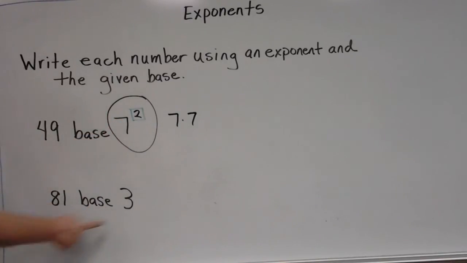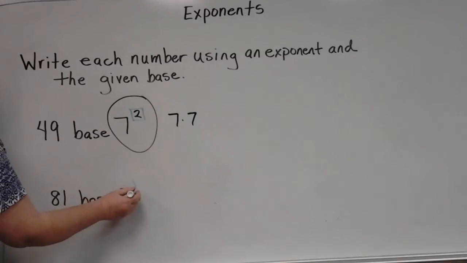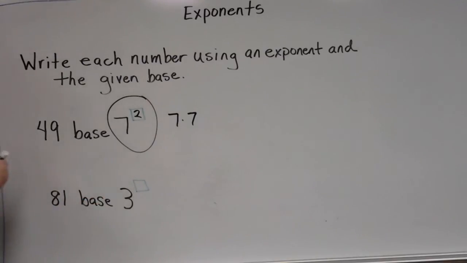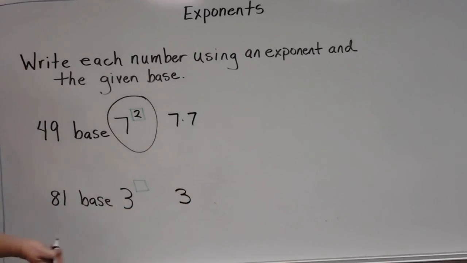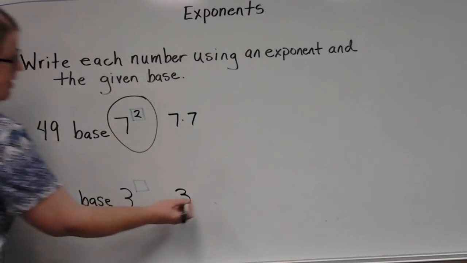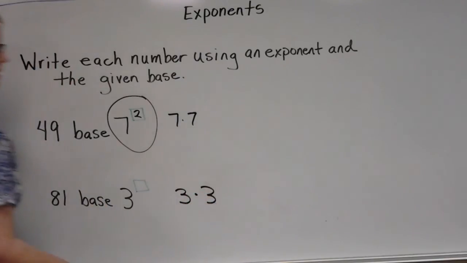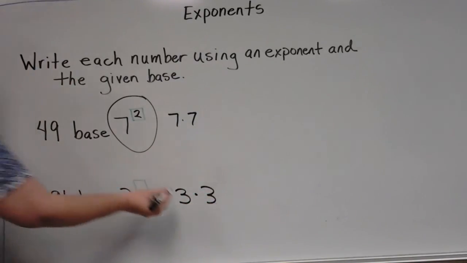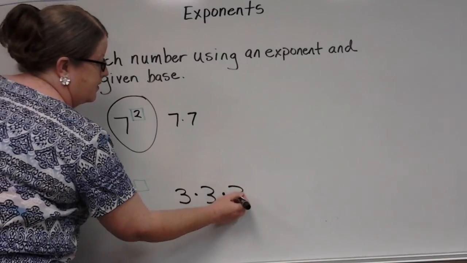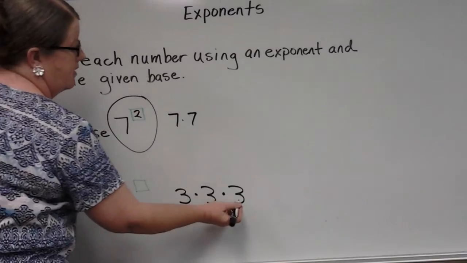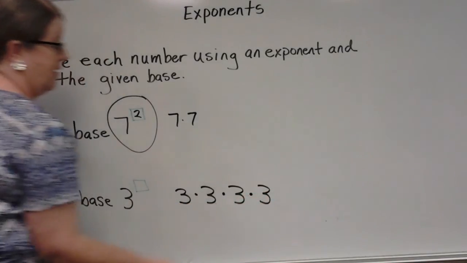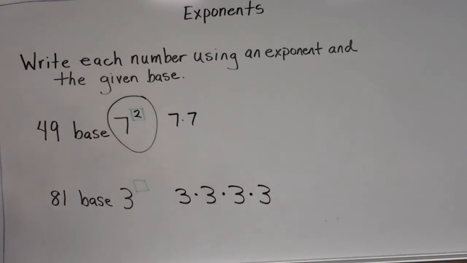So look at this one down here. We need the number to equal 81. We know we have to have base 3. We're looking for an exponent. So, just start with some 3's. Well, 3 to the first is 3. 3 times 3 is 9. 3 times 3 times 3 is 27. 3 times 3 times 3 times 3 is 81.